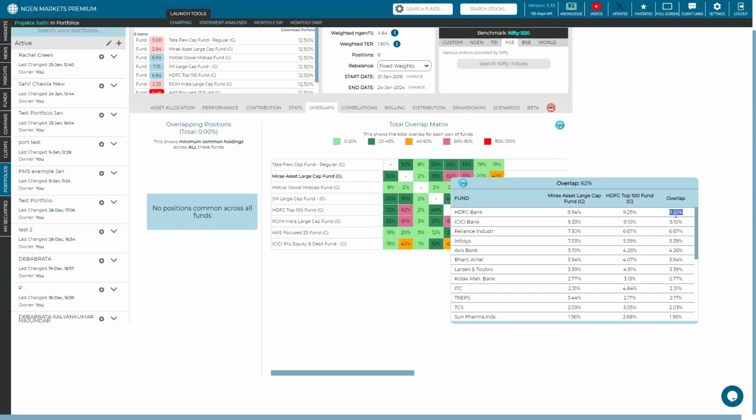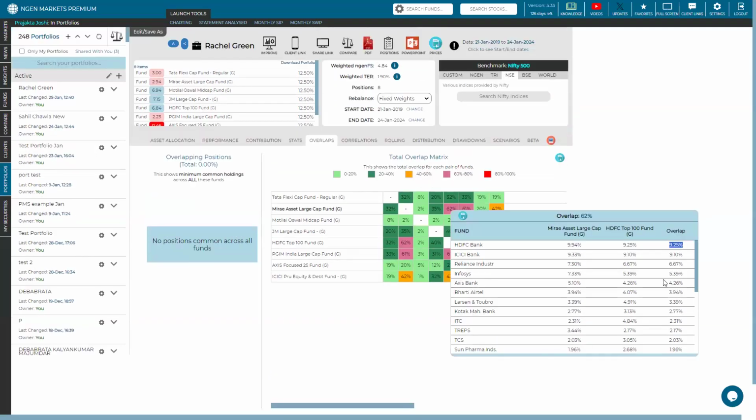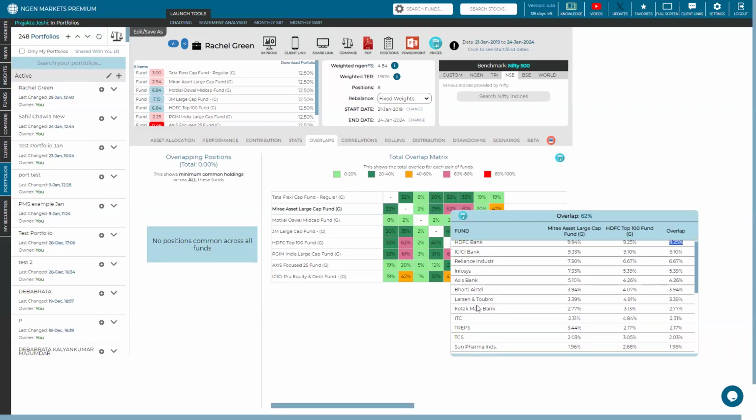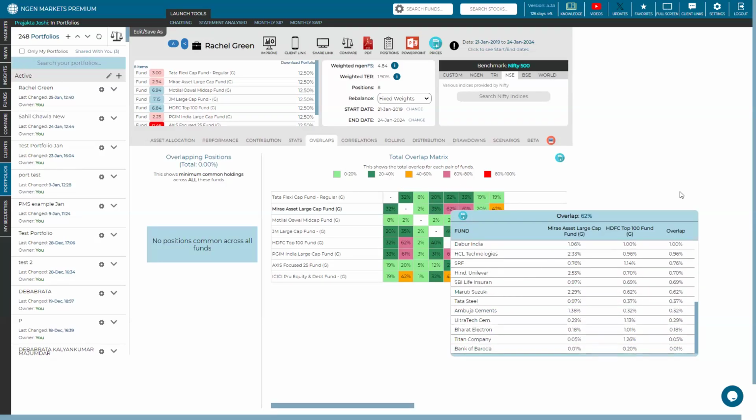That is simply a summation of all these overlap column numbers, right? So 9.25 plus 9.10 plus 6.67 and so on and so forth. A summation of all of that comes to 62%. And this typically means these are the common stocks in both the funds' portfolios.